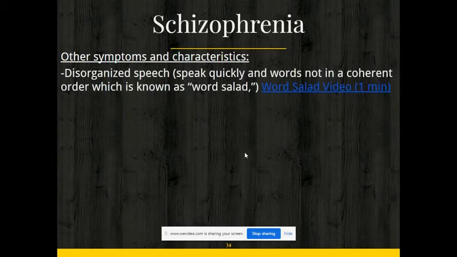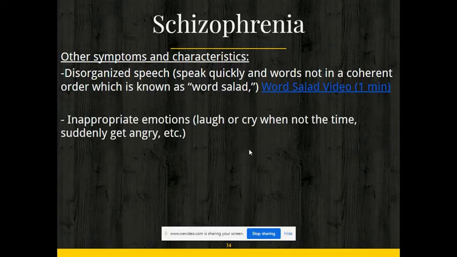Other symptoms, disorganized speech. A lot of times they speak quickly as well, but when they speak quickly, it's real words and real language, but they're not put together in any logical sense. I could try and do an example, but I can't even think about it because the way we talk flows logically. If you just said words, you would have to pause and it would take you forever to do it, but they just spit it out. Crazy. It's called word salad. You can watch a video and see it.